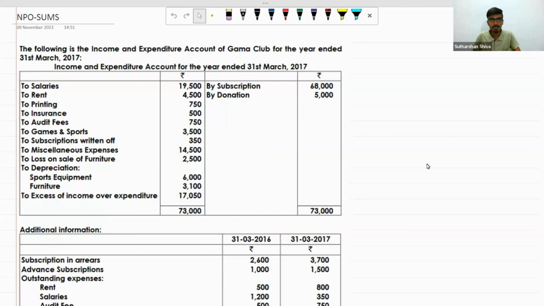On our day 2, we are just going to solve sums on NPO, that is, not for profit organization. First, let us try to decode this and then we will be able to solve.